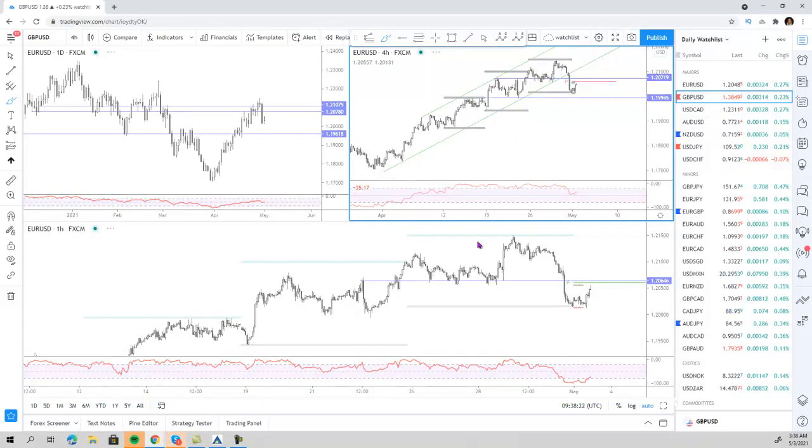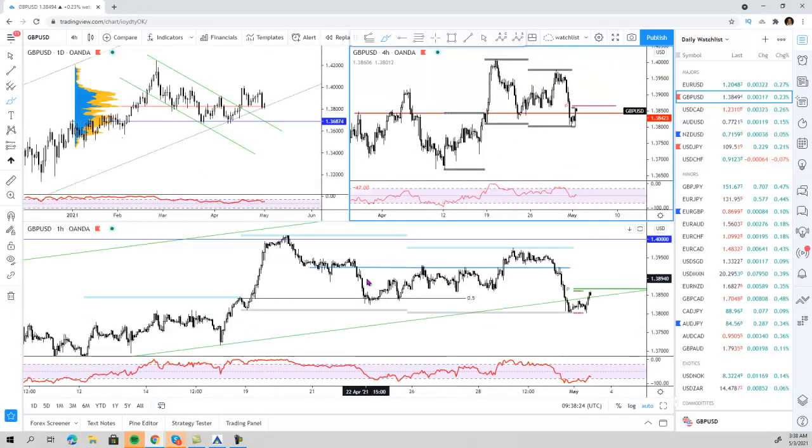So the GBP US dollar, the GBP USD, let's have a look.